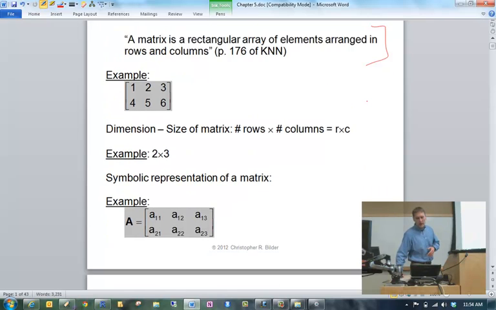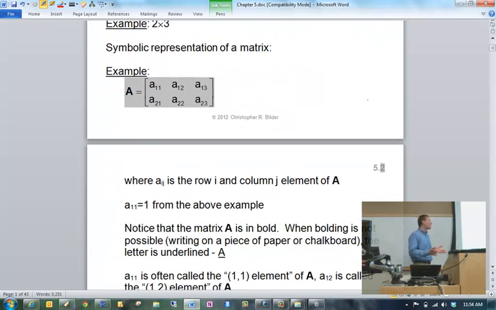Okay? We can represent a matrix in symbolic form. We always will use a bold uppercase letter to denote a matrix. So in this case, we have a matrix A. It has elements that are written in there as well. Notice we're using lowercase letters for the elements of the matrix. And notice the subscripts there too. They correspond to the row number and the column number. We always put row number first, column number second. So A sub 2,3 is the row 2, column 3 element of a matrix.